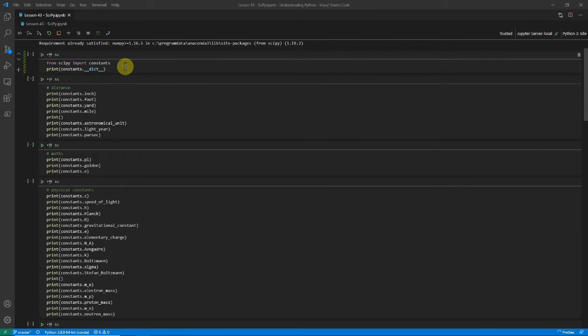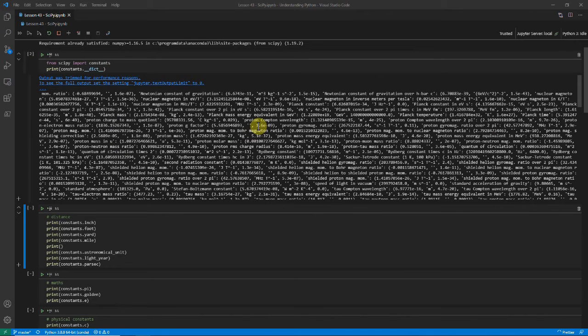So the thing about SciPy is it has lots and lots of submodules, and you never use SciPy itself as a module, you just use the submodules. And so you generally say from scipy import and then the submodule. And if we look at the constants submodule, you can see that there are loads and loads of constants.